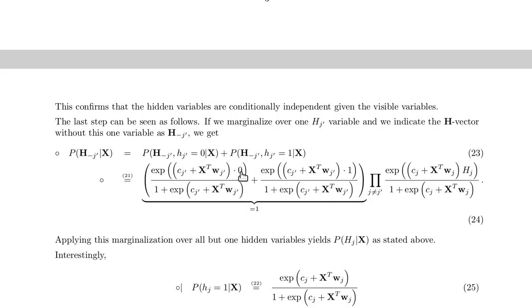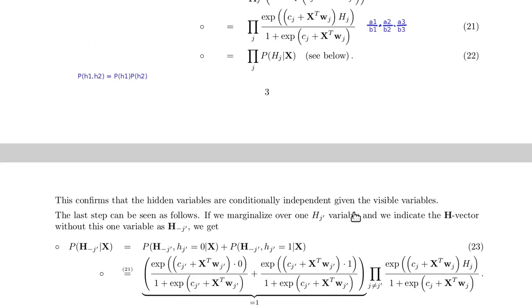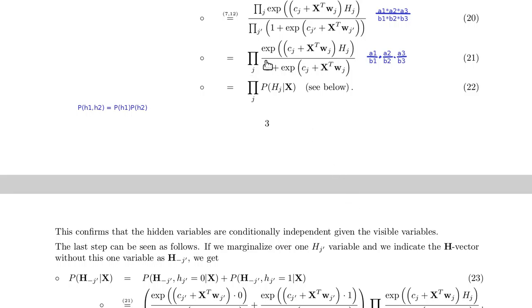Okay, so now if you plug a 0 here, this term would be 1. If you plug a 1 here, the numerator is the same as this term. So if you take this together, that would be 1 plus this term, so it's the same as this one here. So the whole thing becomes 1. And that means if you marginalize over a single hidden unit, our equation here remains the same, just that we multiply over one value less, right?